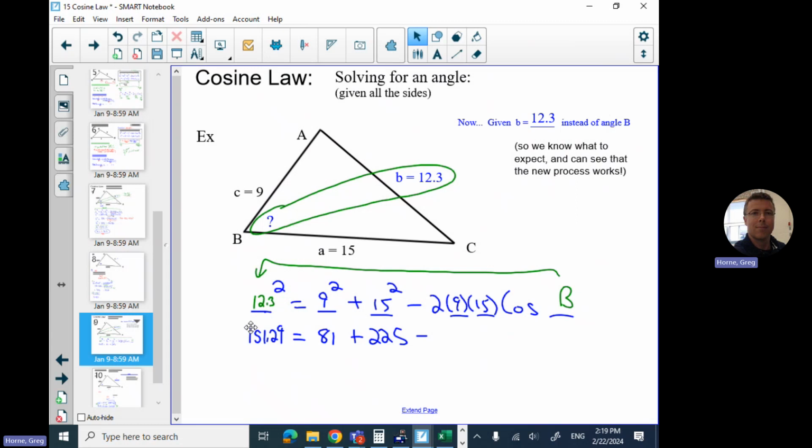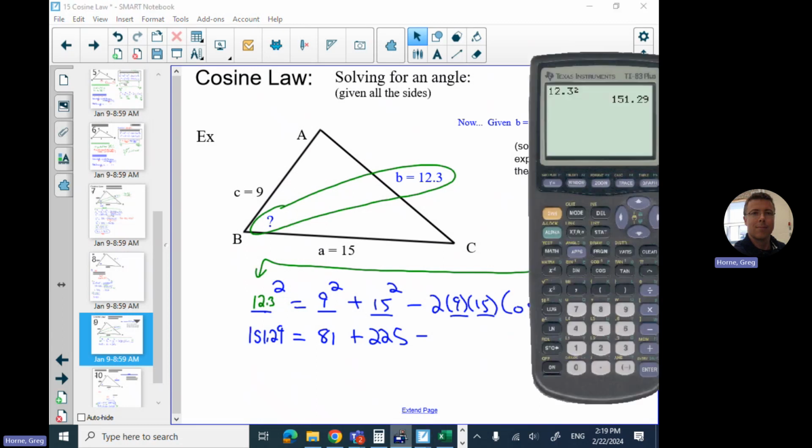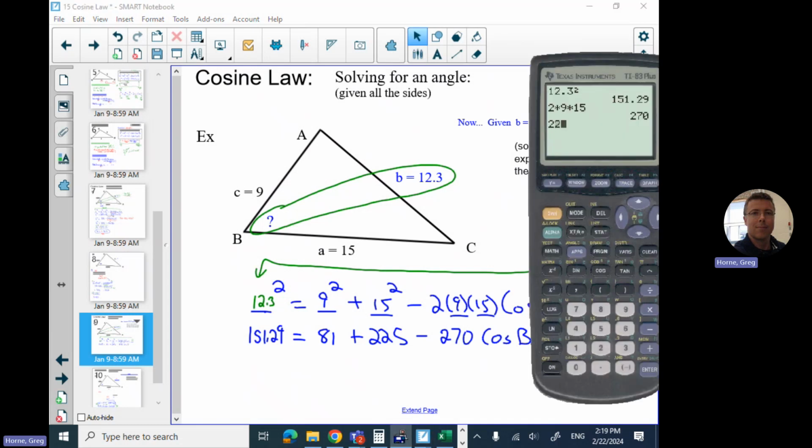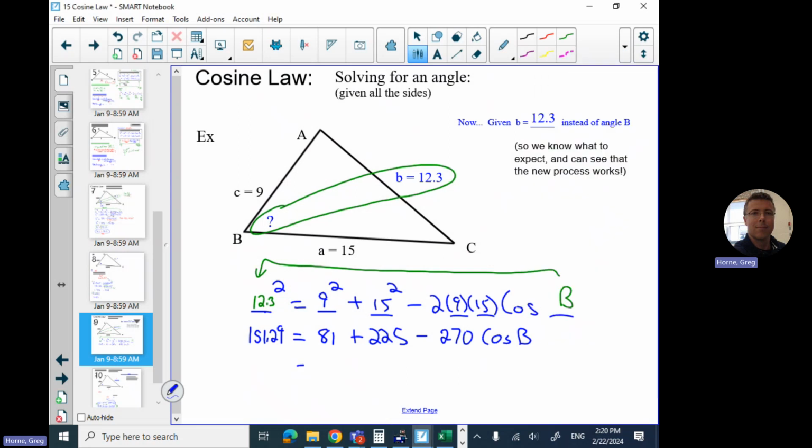That 9 times 2 times 9 times 15. Let's do that again here just to make sure. So the 2 times the 9 times the 15. That's good. So there's your 270 number. And the cosine of B. So 225.81. Add that up again. So there's 306 again.